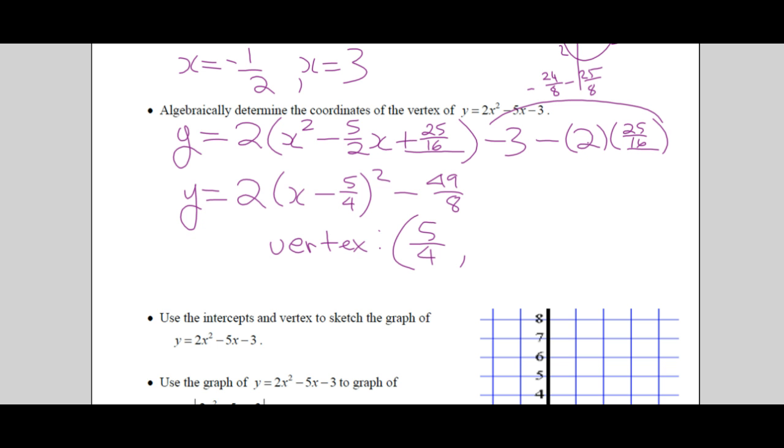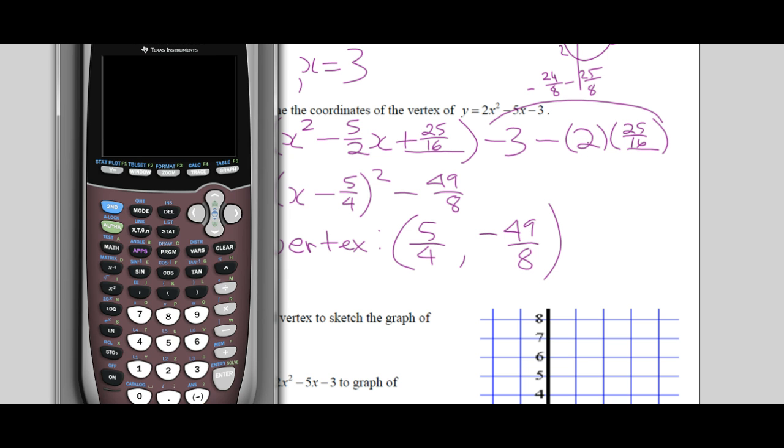Five fourths, and how could you check that? Watch. Yeah, you could graph it, right? What was the original function? Okay, so I'm going to turn this on.